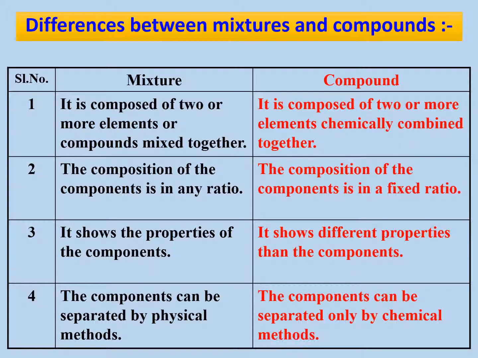But if we take the example of water, it always contains 2 atoms of hydrogen to 1 atom of oxygen. The composition of the components is in a fixed ratio in a compound. A mixture shows the properties of its components. A compound shows completely different properties than its components. The components of a mixture can be separated by a physical process. The components can only be separated by chemical methods in a compound.